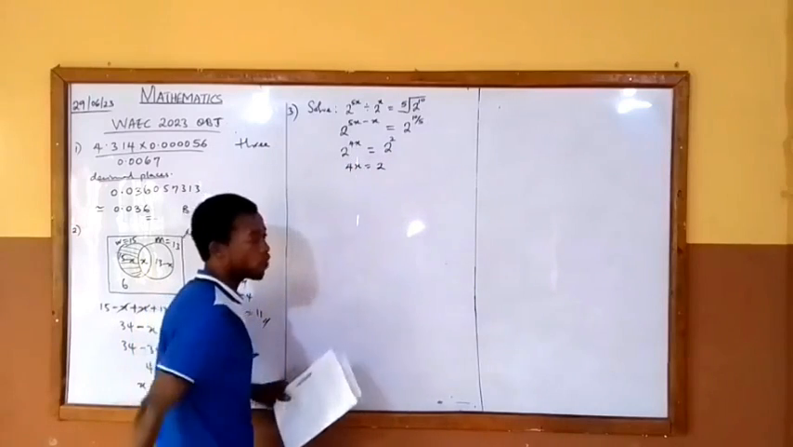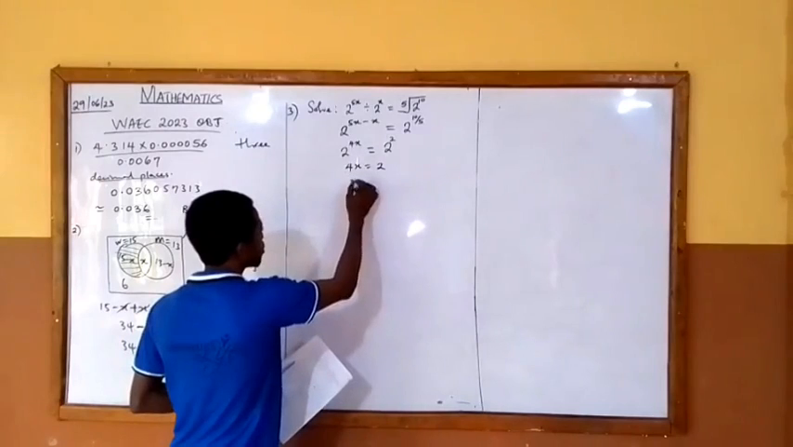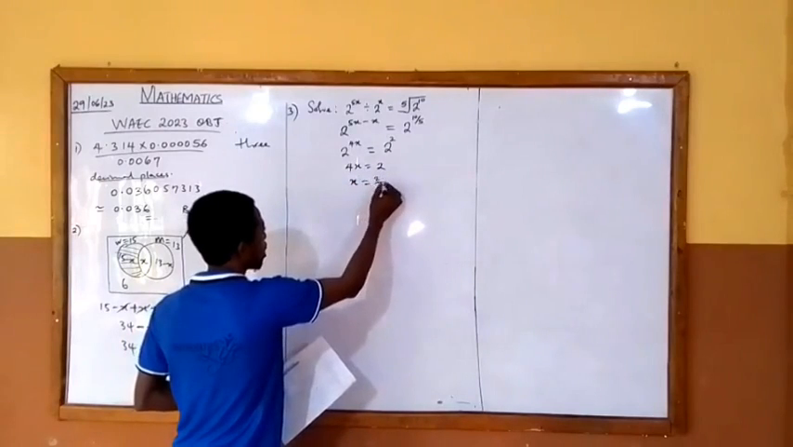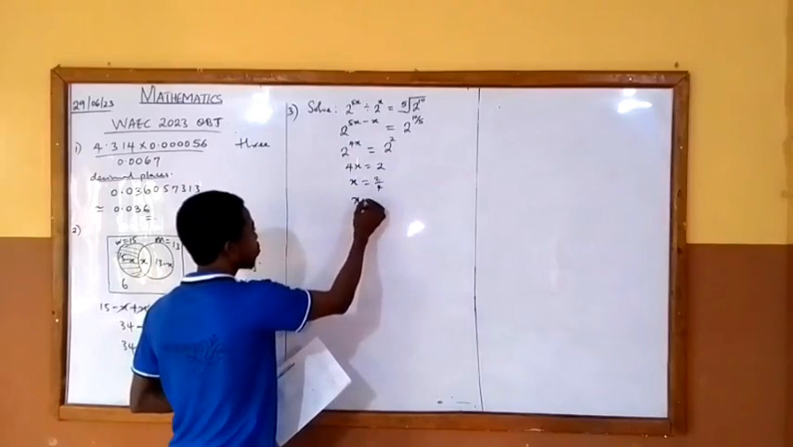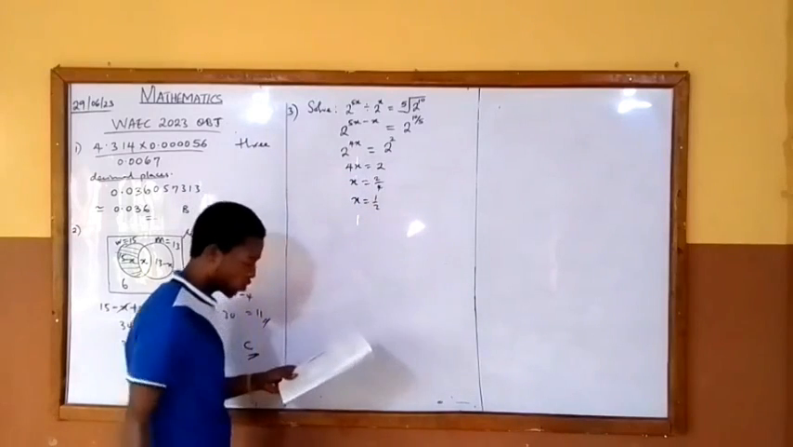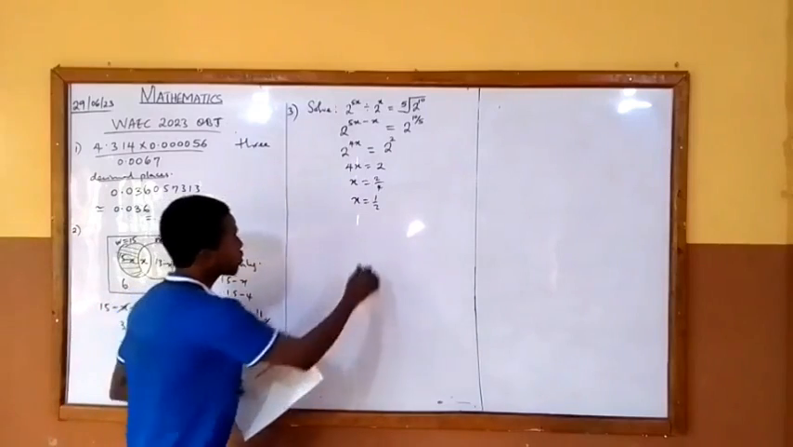Then divide both sides by 4 to get x. That means x equals to 2 over 4. And when you reduce it, that's x equals to 1 over 2. So, from the option there, that's also option C.